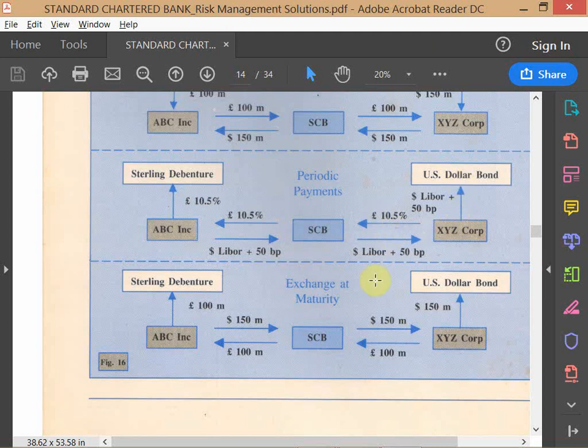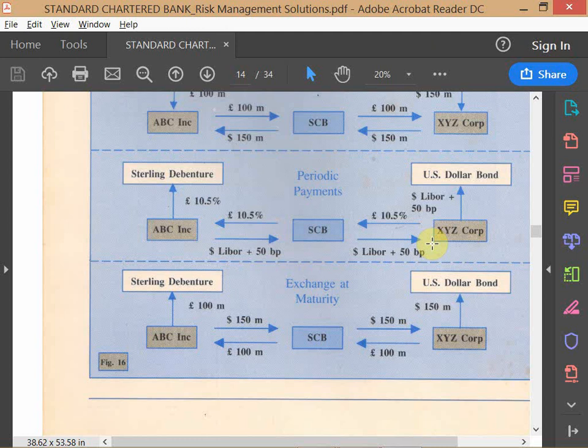On the swap, the swap is settled every 3 months. They will look at what the dollar LIBOR fixing is. What is the liability? LIBOR plus 50 basis points. They will look at the sterling liability, how much they have to pay, how much they have to receive. And then looking at the spot rate on that date, they will figure out who has to pay whom.